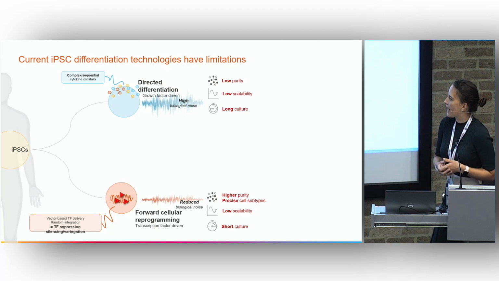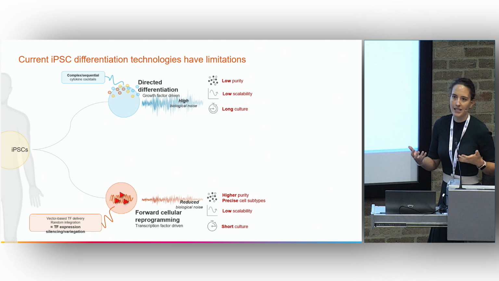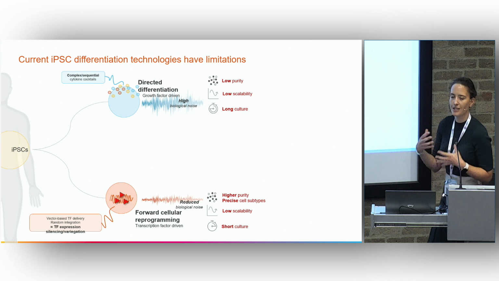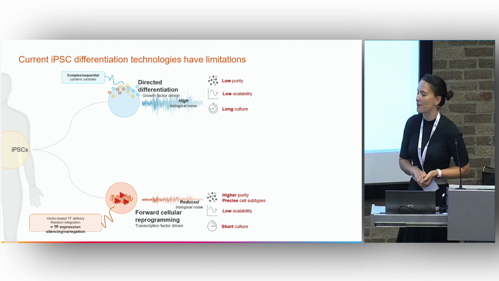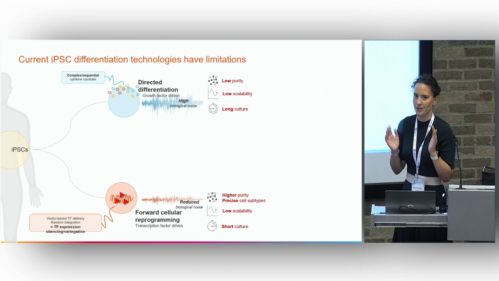And then this will translate to scalability, because the hope is that what you're putting into your cells should give you a homogeneous population. However, depending on your targeting approaches, you could get silencing of what you're putting in, which then could impact your scalability. But it does also have the benefit of shortening the culture period.